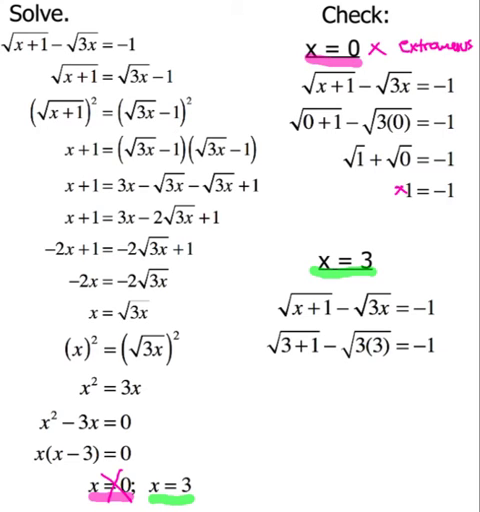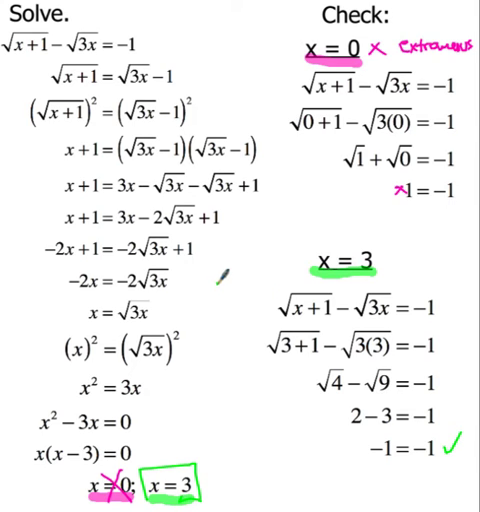Now 3 plus 1 is 4, so I'll have the square root of 4 minus 3 times 3, which gives us 9, so square root of 4 minus square root of 9. Simplify both of those, we end up with 2 minus 3. And of course, we all know our arithmetic, and that does give us -1. So thank you very much. That is awesome. I love you, 3, because this guy works, which means 3 is my only solution. x equals 0 was extraneous.